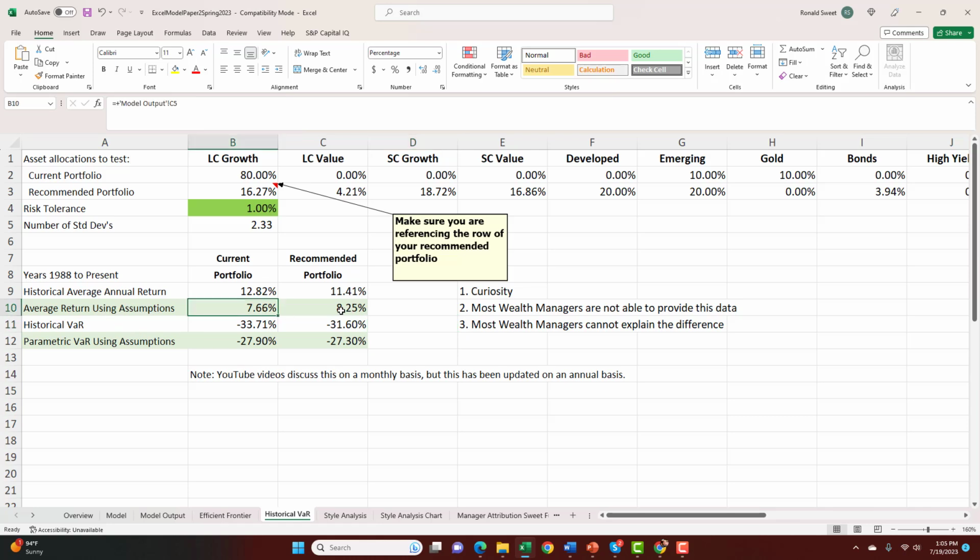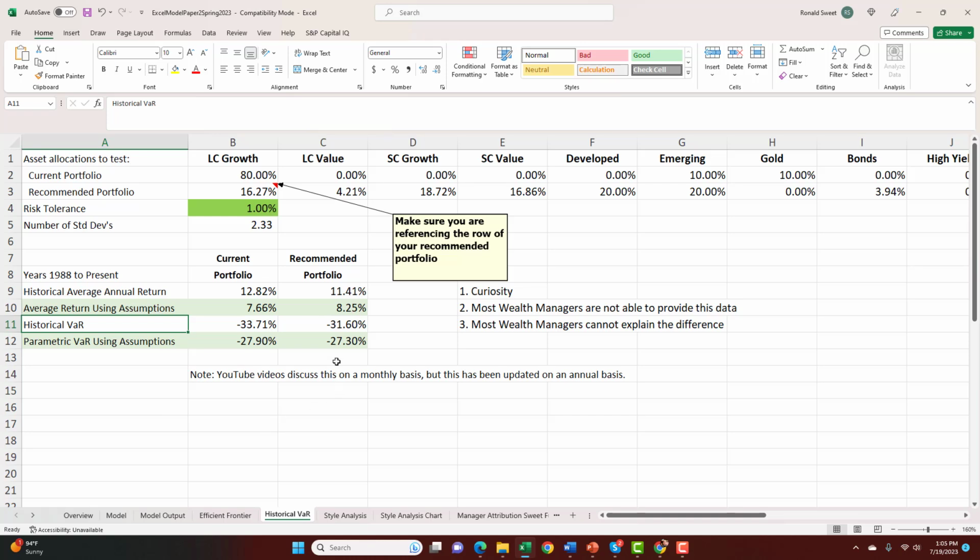Now, if you look at the assumptions, they say the recommended portfolio will outperform what you currently hold, even though that's different than history. So I'm asking you to ask your wealth manager to provide all of this information and then explain it. The second part of this question is on risk.